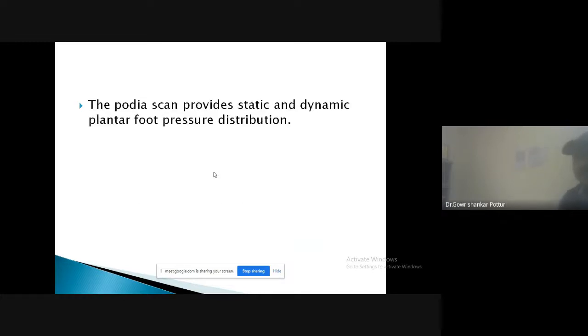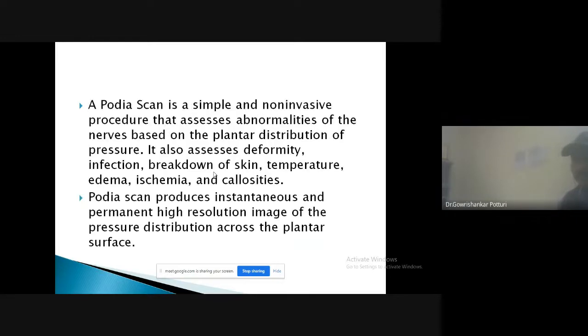The podia scan provides static and dynamic plantar foot pressure distribution. That means when you are walking, how the distribution of the pressure on the foot is occurring, and when you are standing, how it occurs. A podia scan is a simple and non-invasive procedure that assesses abnormalities of the nerves based on the plantar distribution of the pressure. It also assesses deformity, infection, breakdown of skin, temperature, edema, ischemia, and callosities.